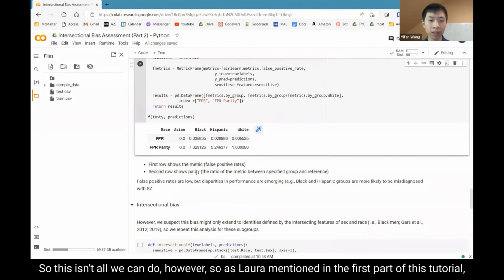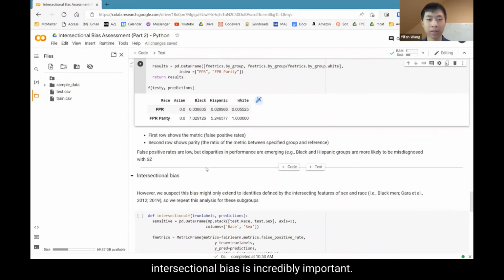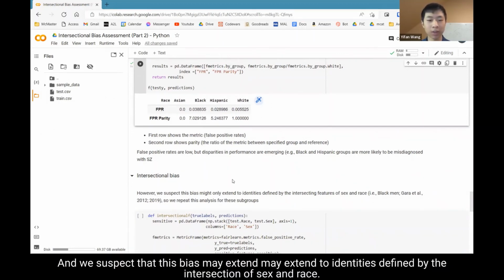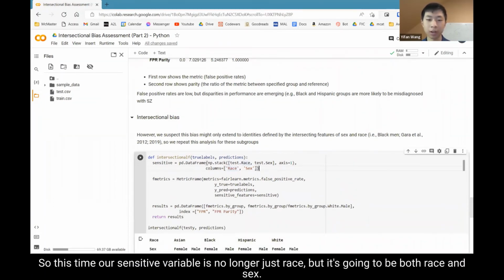So this isn't all we can do, however. So as Laura mentioned in the first part of this tutorial, intersectional bias is incredibly important. And we suspect that this bias may extend to identities defined by the intersect of sex and race. So we're going to do this analysis again for these two subgroups specifically. So this time, our sensitive variable is no longer just race, but it's going to be both race and sex.